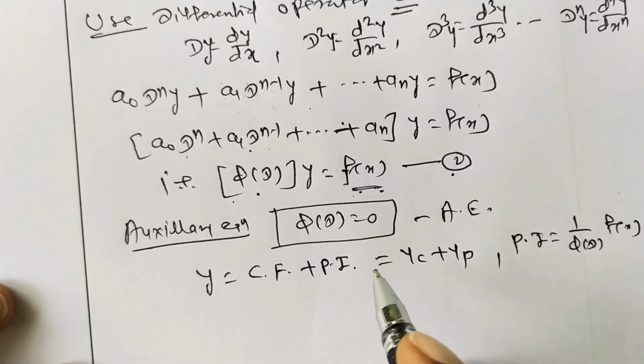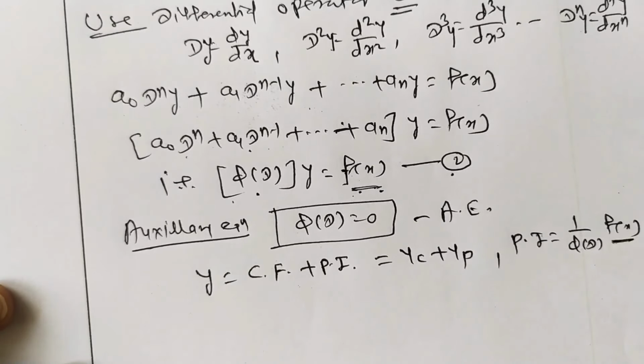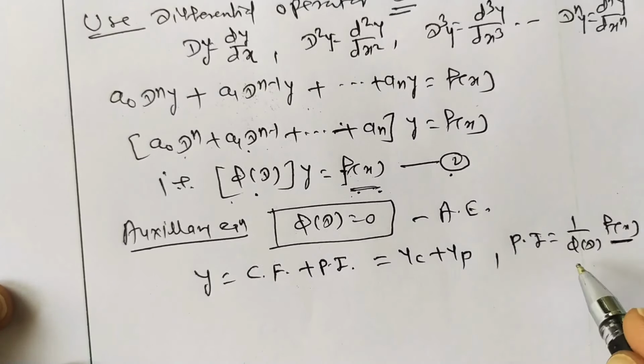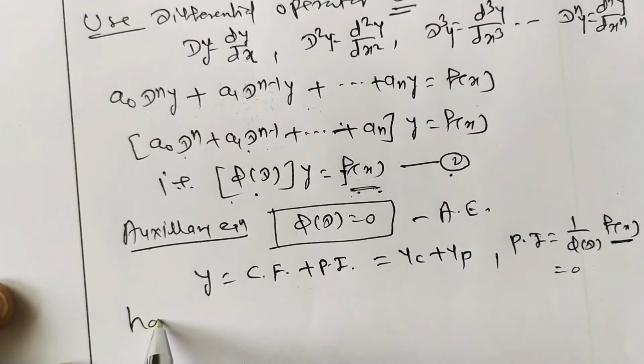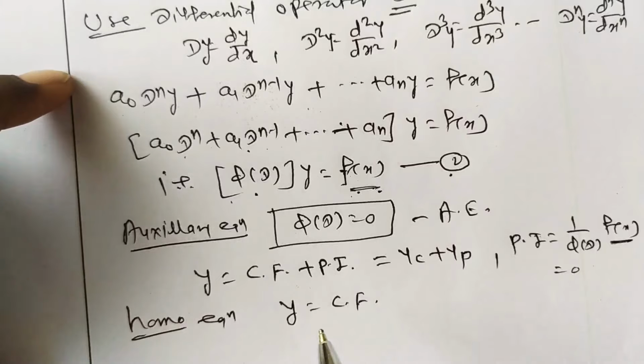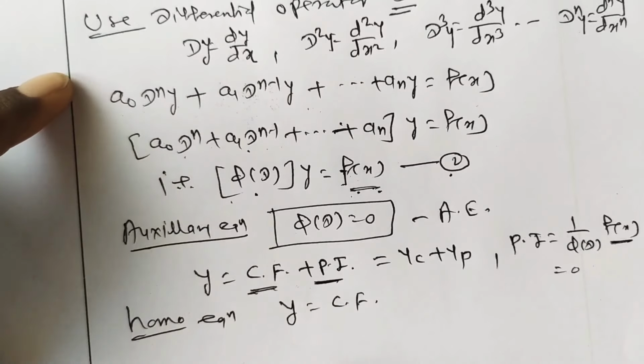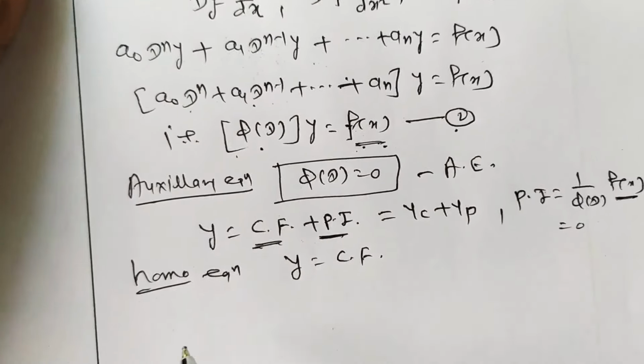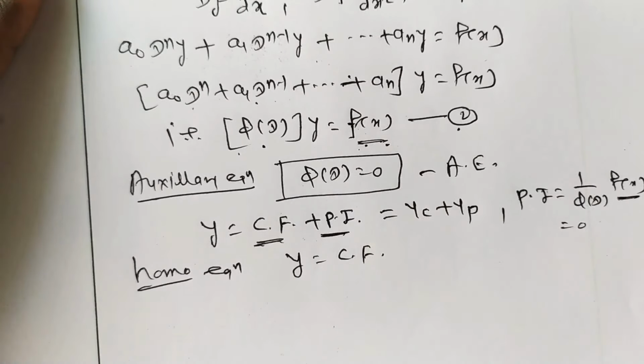Okay, now in homogeneous equation f of x is 0. If f of x is 0, then PI is always 0. Means what is the solution of homogeneous equation? The solution of homogeneous equation is only CF, that is y is equal to CF, and the solution of non-homogeneous differential equation is CF plus PI.